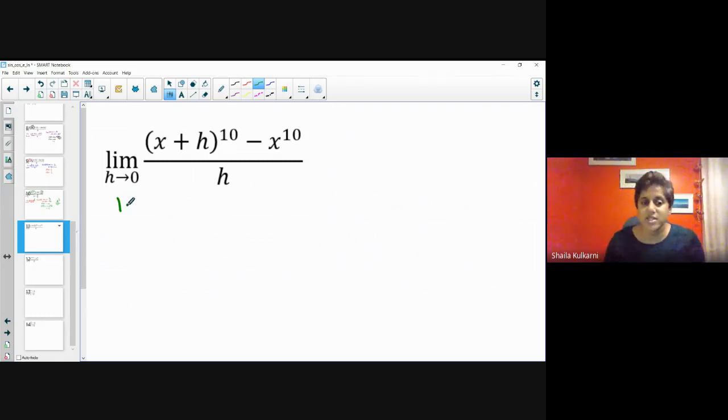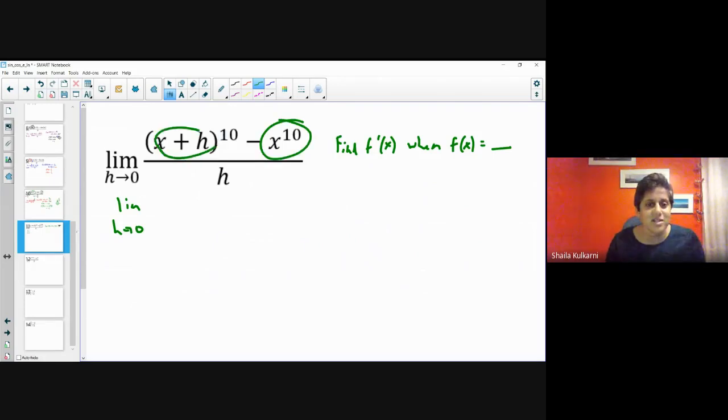All right. So it's saying find the derivative of, wait a second, there's no numbers plugged in. So it's just basically saying find f prime x. Okay. So find f prime x. It didn't have any number plugged in because x is just there. So when f of x equals what? What do you think the function is? Well, what am I doing? I'm raising x to the 10th. I'm raising x plus h to the 10th. So the function was x to the 10th power. So I'm asking you, what's the derivative of that? And that's power rule, 10x to the 9th, and I'm done.